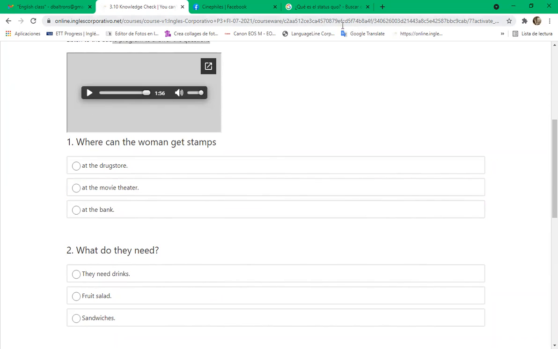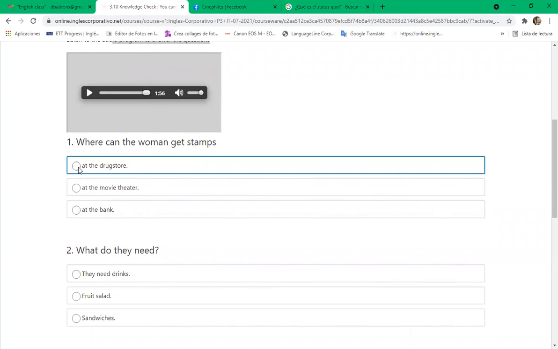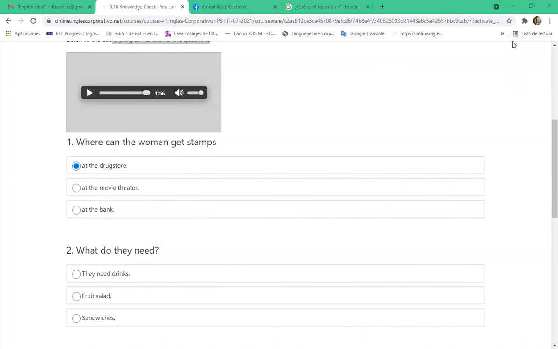1. Where can a woman get stamps? Drugstore, movie theater, at the drugstore. What is a drugstore? Can you tell me one drugstore in Spanish? In El Salvador, what is a drugstore? Como farmacia? Yes, like San Nicolás is a drugstore. Or a pharmacy, it's okay. But also you can say drugstore.